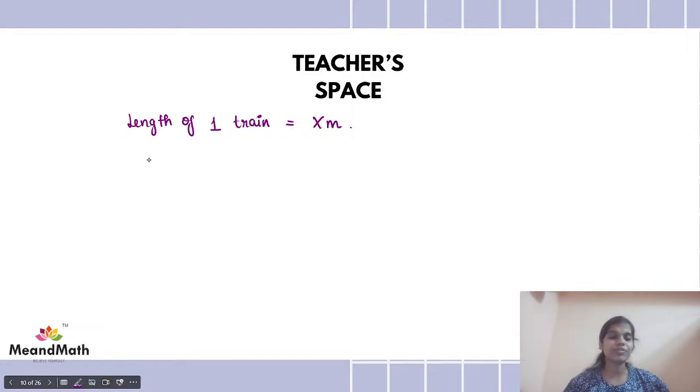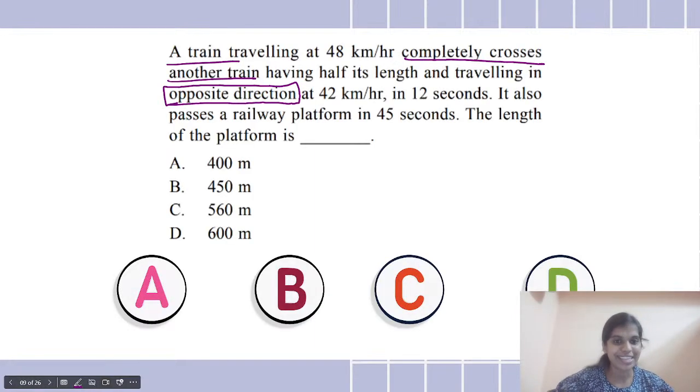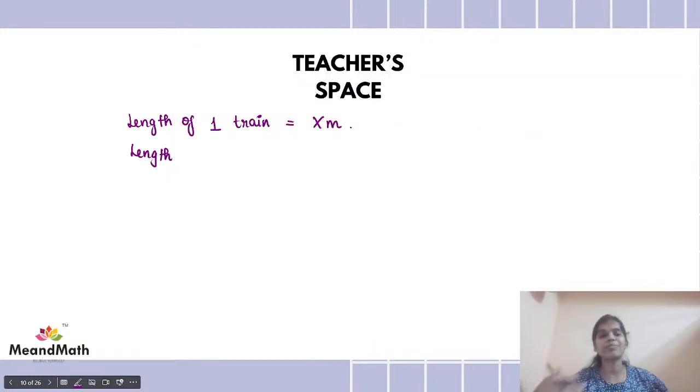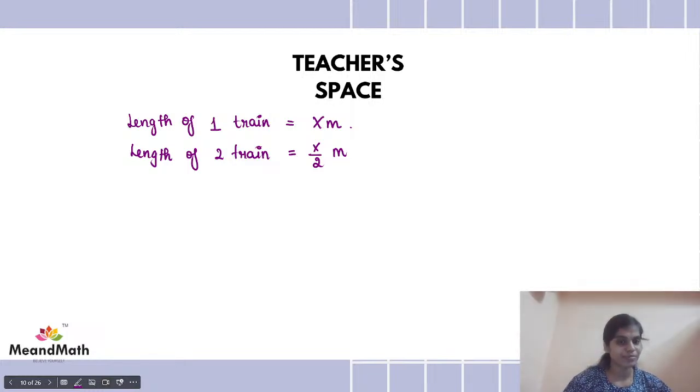And what is the length of the second train? Let it be y meter. No, that is half of this, right? It is given that the length of the other train is half its length. So the second train is x by 2 meter. Is it clear why we are choosing x and x by 2?